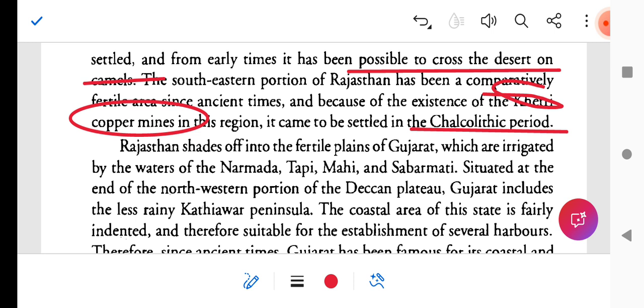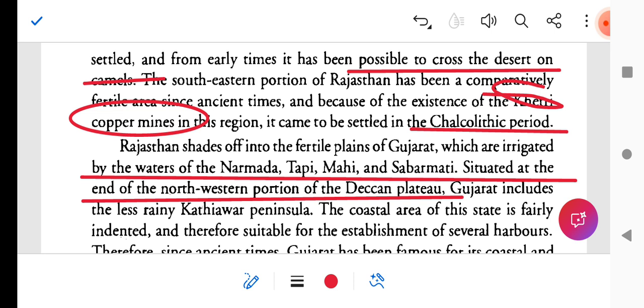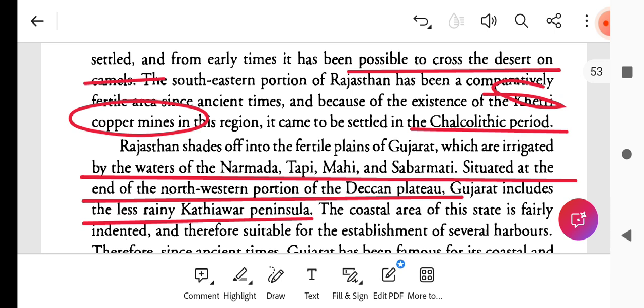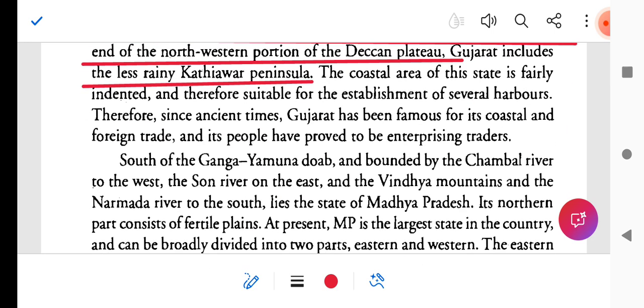Rajasthan shades off into the fertile plains of Gujarat, which are irrigated by the waters of the Narmada, Tapi, Mahi, Sabarmati, situated at the end of the northwestern portion of the Deccan Plateau. Gujarat includes the less rainy Kathiawar Peninsula. Okay, Kathiawar and Saurashtra get very less rainfall. So these are the drought prone areas in the state of Gujarat, like Bundelkhand area in parts of Madhya Pradesh and Uttar Pradesh.